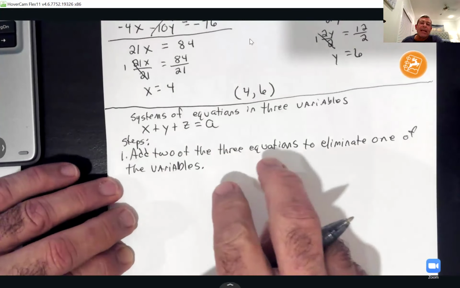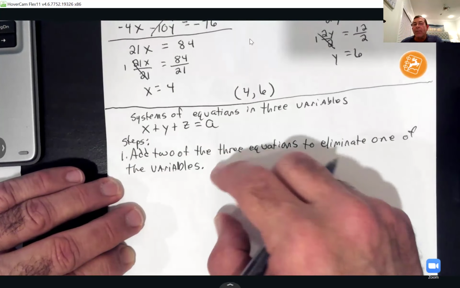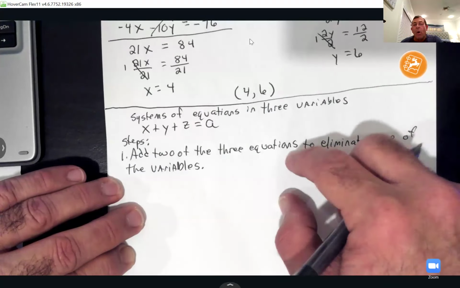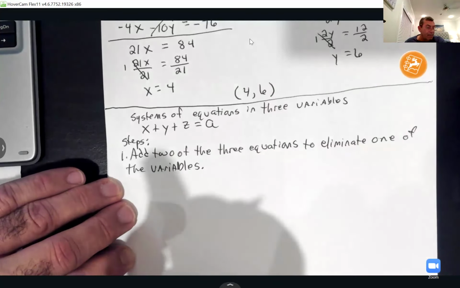So let's say I had X, Y, and Z. I'm going to eliminate one of the variables. Say I eliminate the X. That's going to leave me a Y and a Z for that little bit of addition, okay?